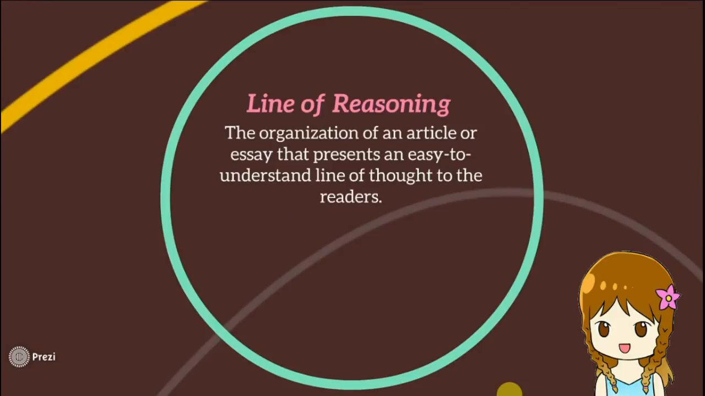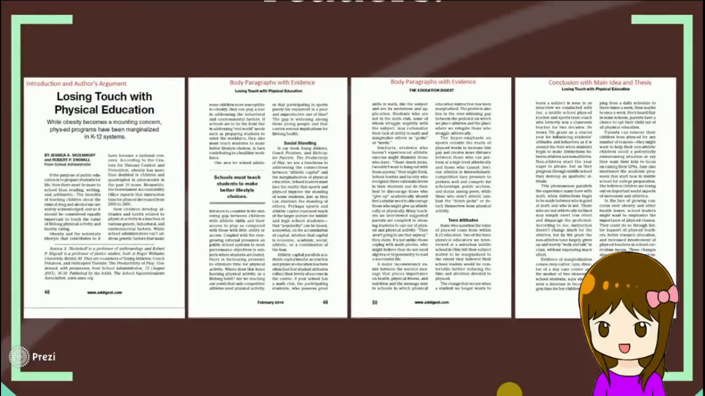Line of reasoning is just the organization of an article or essay that presents an easy-to-understand line of thought to the readers. The organization or line of reasoning of this article is the introduction with the author's argument, the body paragraphs, and then the conclusion with the main idea and thesis. However, the main idea and the thesis don't always have to be in the conclusion.